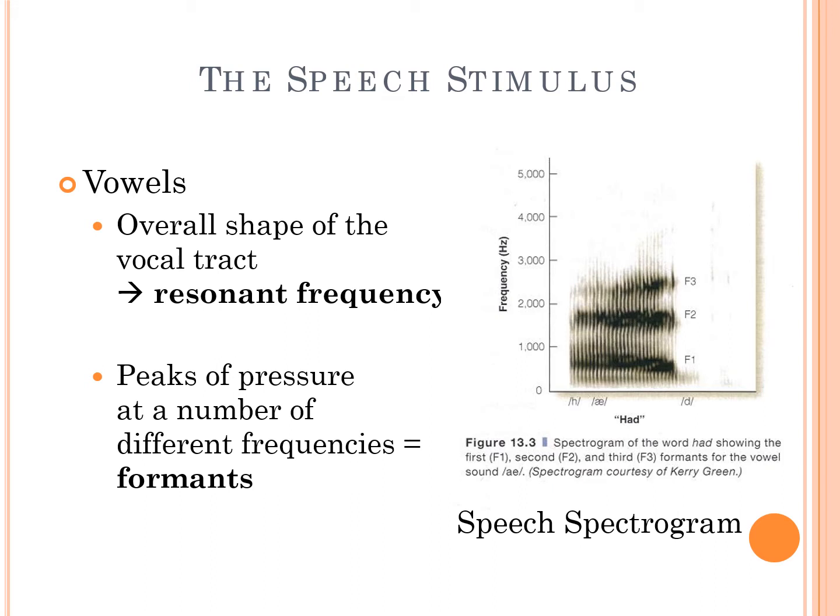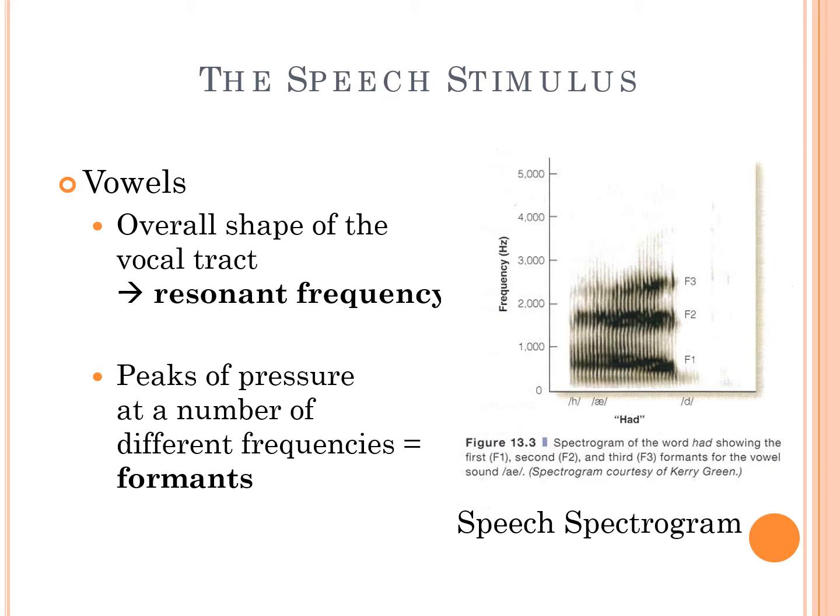So I'm going to walk you through this speech spectrogram for the word "had." A speech spectrogram includes, on the y-axis, frequency. So these are different pitches. And we have a number of different frequencies where we have peaks of pressure, so more intensity, more amplitude at those particular frequencies. These different frequencies are called formants, where we have those peaks of pressure. So I'm going to approximate here, but we can see that the first formant, labeled F1, has more amplitude at about 800 hertz.